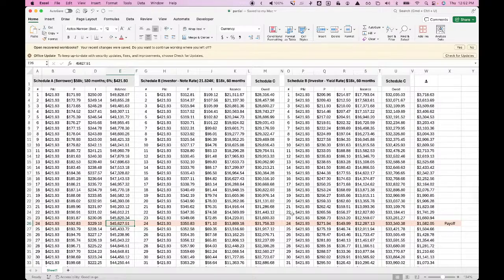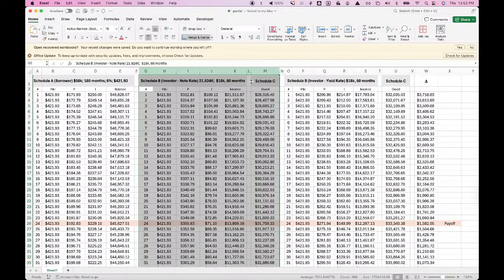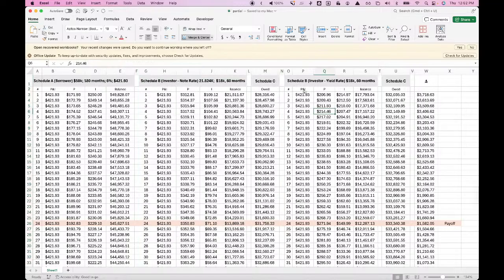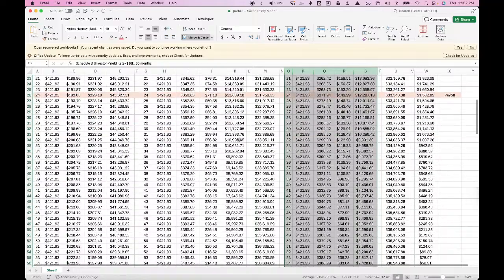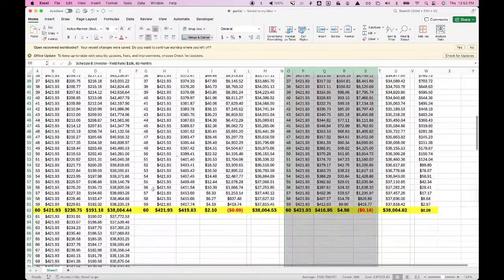So with the note rate versus the yield rate, typically whenever I buy the partials, I'm always calculating them at the note rate, just because I'm always trying to give the seller the most bang for the buck. Now, if I was originating this loan and selling it, I would be selling it at the yield rate, right?